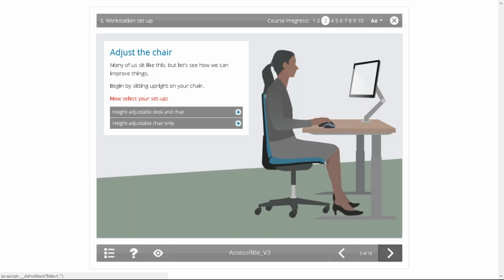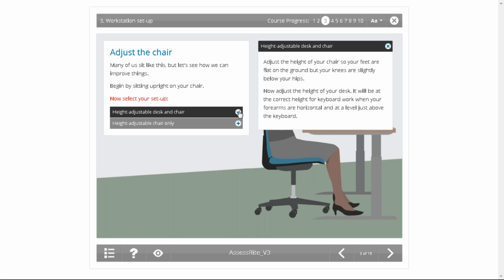So, adjusting the chair. This is really key to this new version of AssessRite, that we've included some elements of height adjustable desking as well. This is something that can be removed if you don't have height adjustable desks, so we have a version without. Many of us sit like this, but let's see how we can improve things. Begin by sitting upright on your chair.